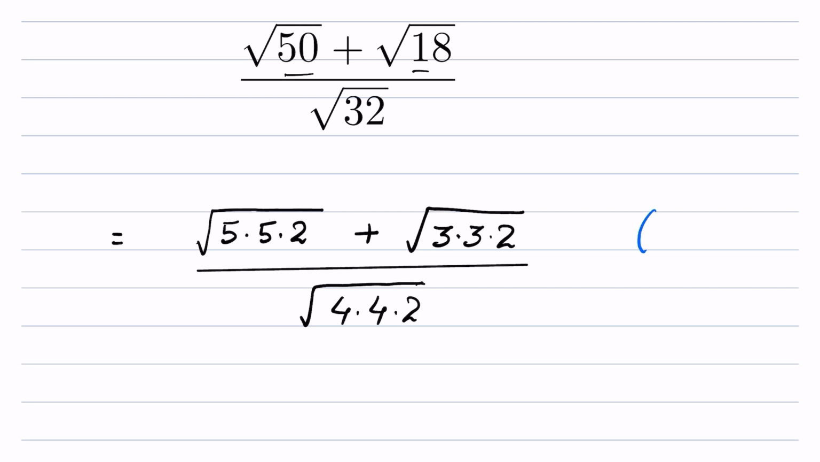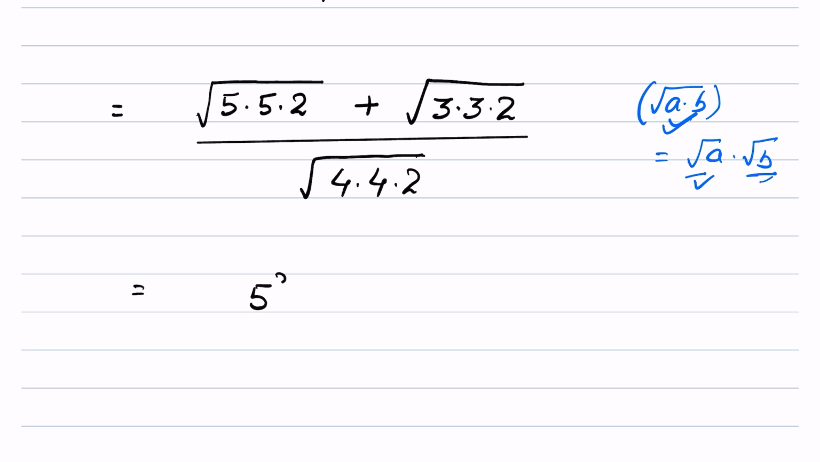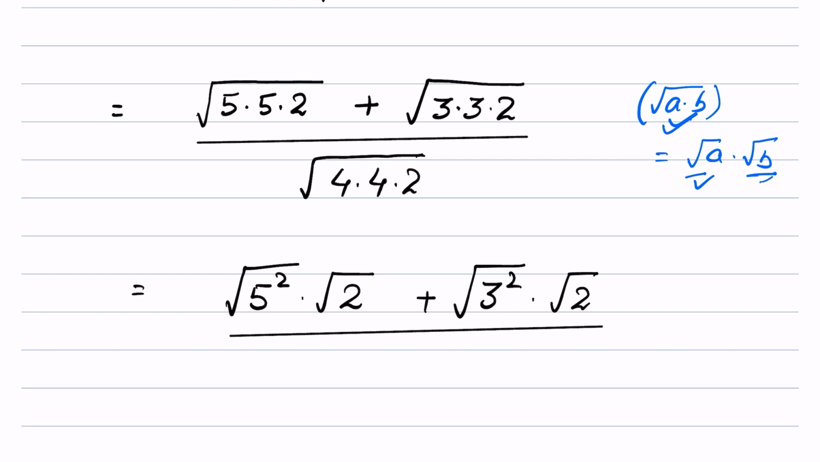Now when a times b is under square root, this is also equal to square root of a times square root of b. So we can also write square root of a times square root of b as a times b under square root, and a times b under square root can be written as square root of a times square root of b. So here we can write 5 square under square root times square root of 2 plus 3 square under square root times square root of 2 upon 4 square under square root times square root of 2.